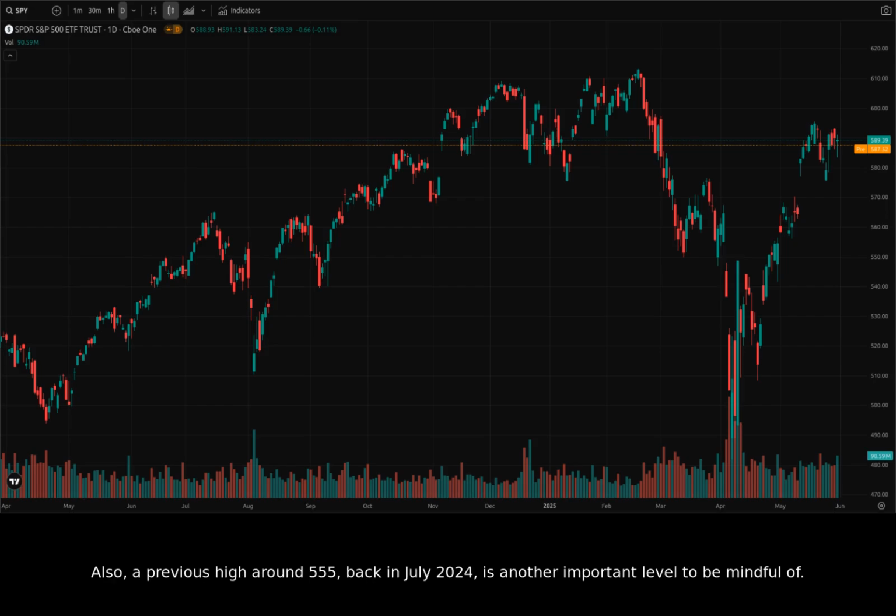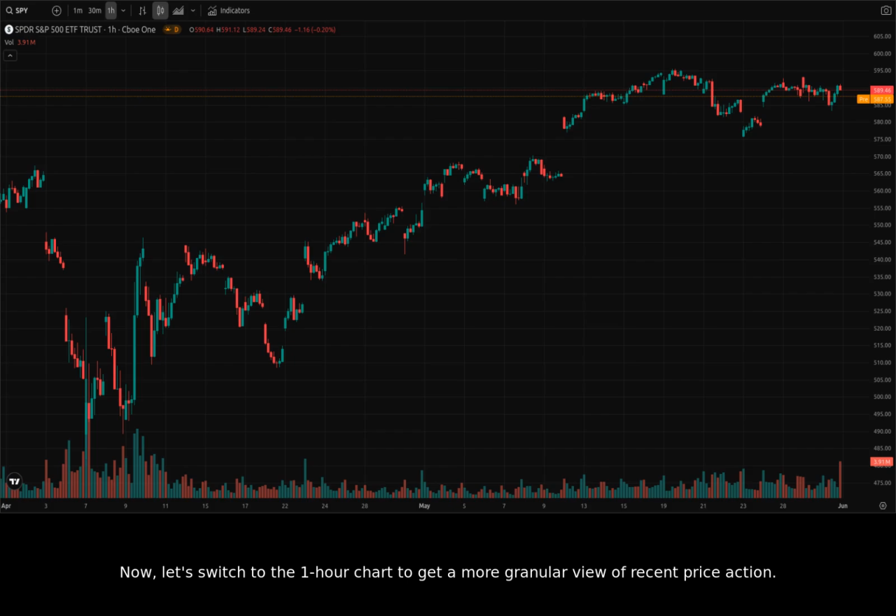Also, a previous high around 555, back in July 2024, is another important level to be mindful of. Looking back further, we can also see a significant drop around April of 2025, so we can look at that range as well. Now, let's switch to the 1-hour chart to get a more granular view of recent price action.